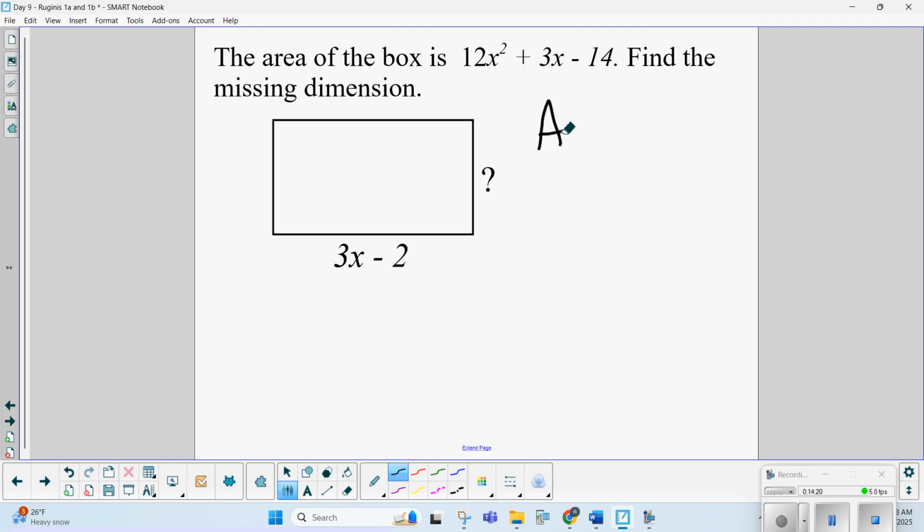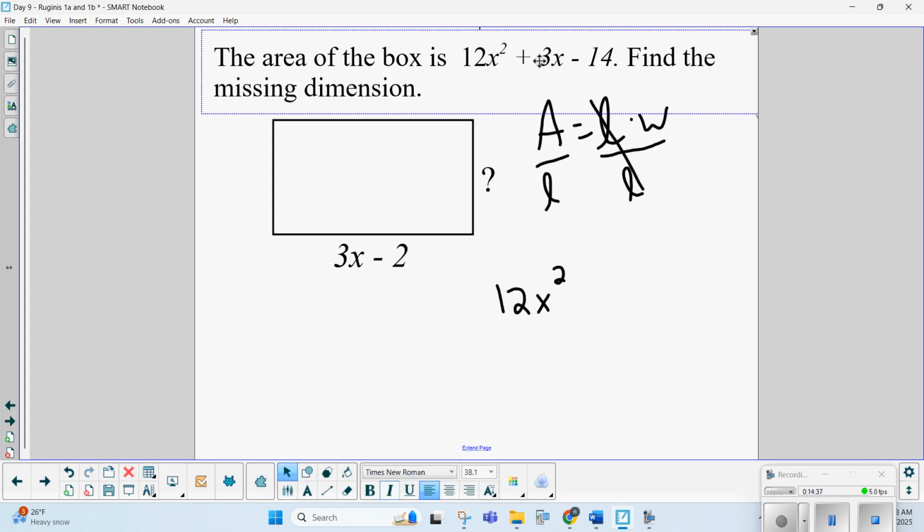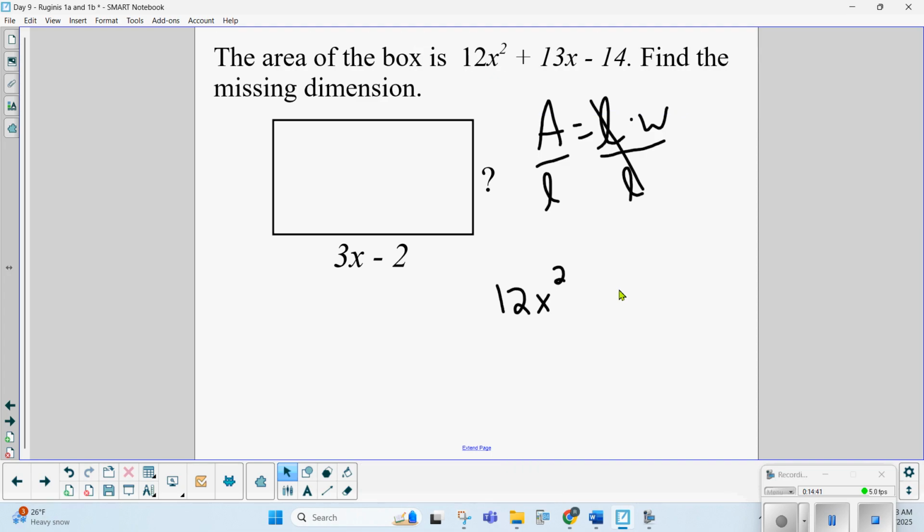If we have area equals length times width, and we don't know the width, to get the width alone, we can just divide the area by the length. So let's do that. Actually, I realized this had a typo, so let's make that 13. So 12x squared plus 13x minus 14. And we are going to divide this by 3x minus 2. All right, so let's divide.